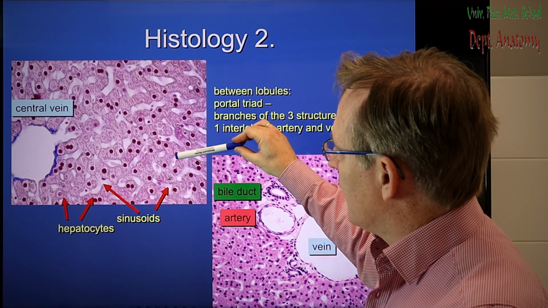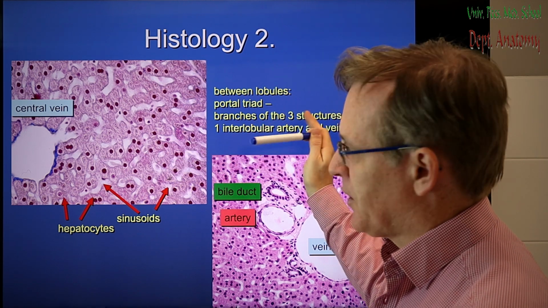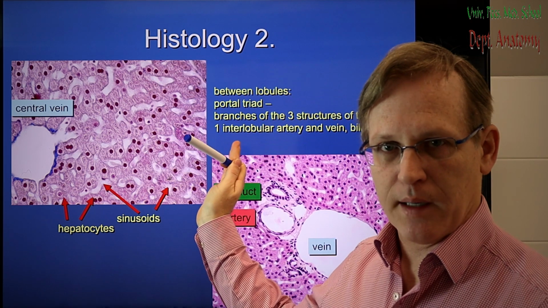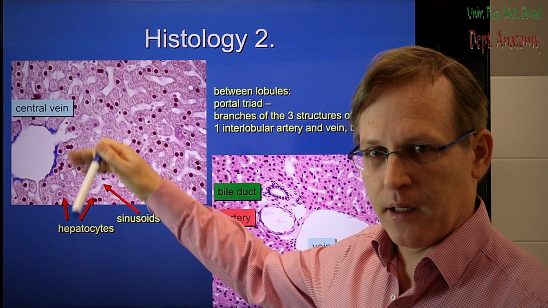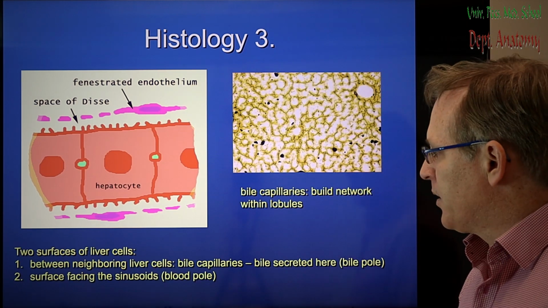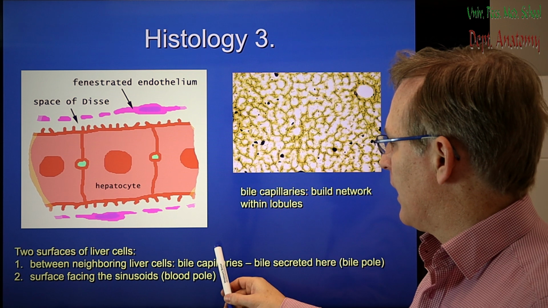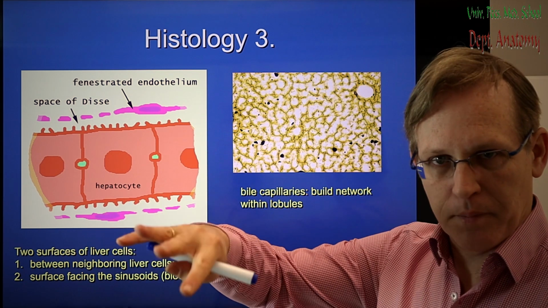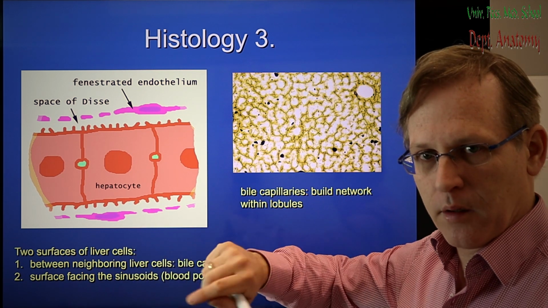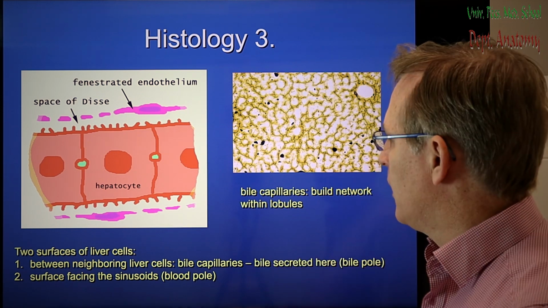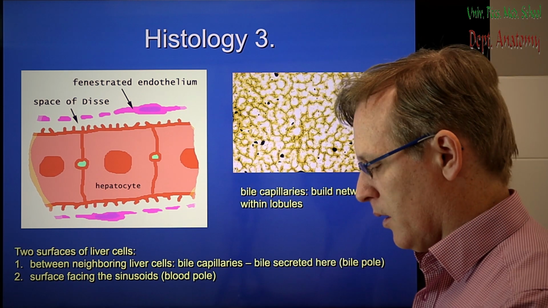The blood in the sinusoid flows from the peripheral part of the hepatic lobule into the central vein. In contrast, the bile in the bile canaliculi flows from the middle part of the hepatic lobule into the peripheral part, into the bile duct.